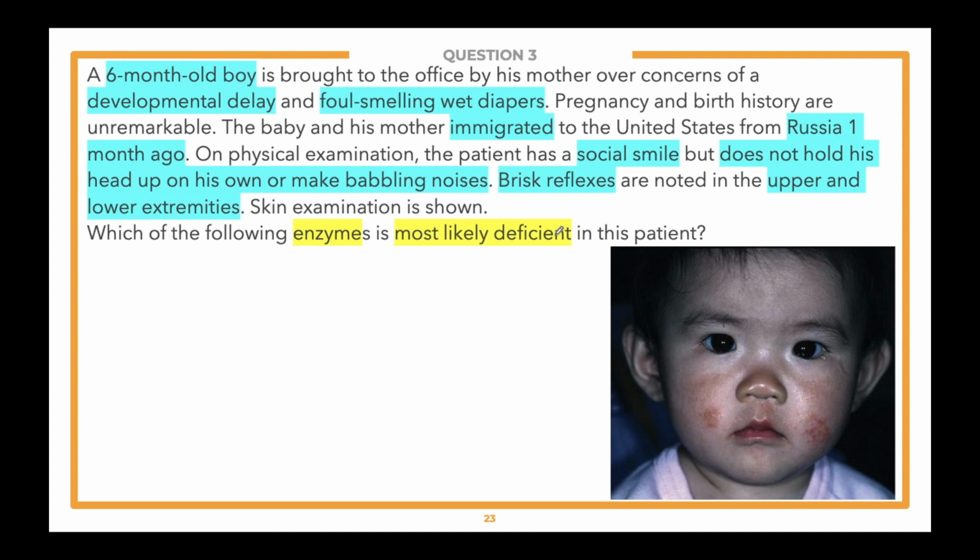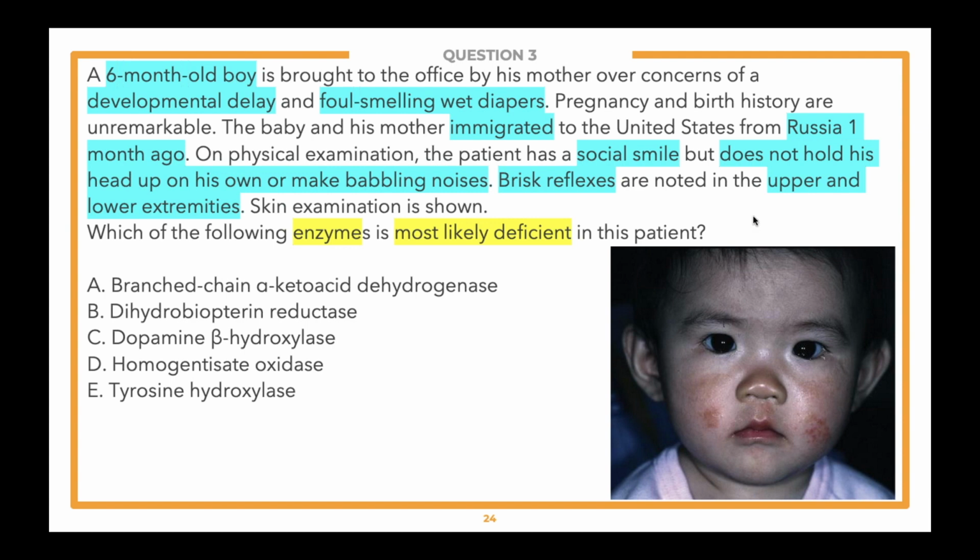So I think we've got a couple steps here. I think one, we've got to figure out what's going on with this baby, what's the condition, and then two, what is the deficient enzyme in that condition? So I think we've got a nice 2-step question here. So let's go ahead, take a look at those answer choices. And once again, we're going to start at the bottom and we're going to work our way up to the top.